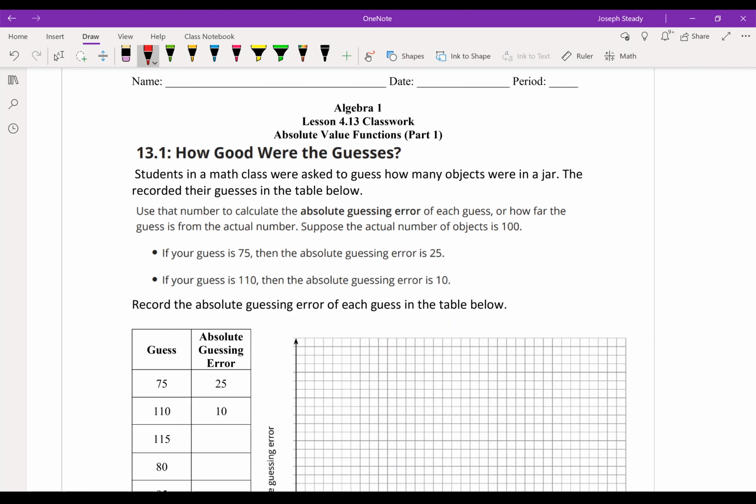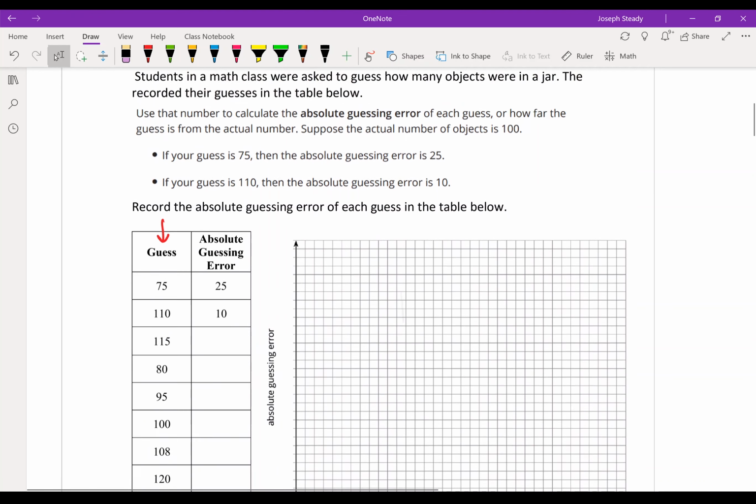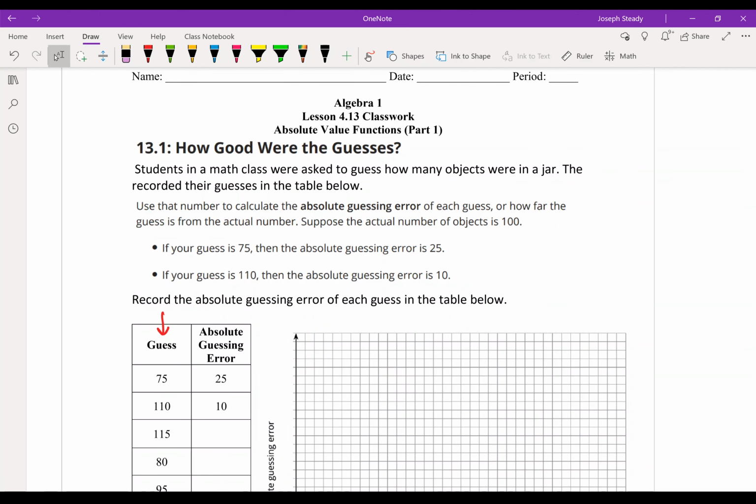So in this specific problem, 13.1, we are told that students in a math class were asked to guess how many objects were in some jar. And they wrote down their guesses here in this table of values. Got a bunch of guesses. Now what we want to do is figure out how far off their guesses were from the actual value of 100 objects.